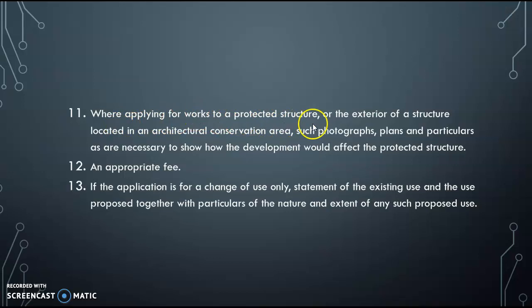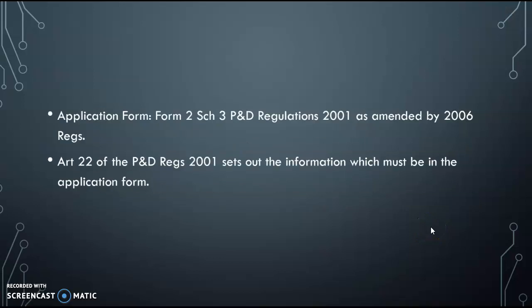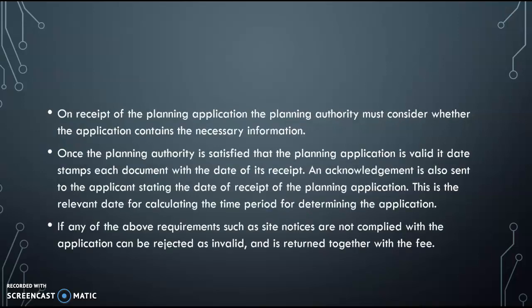So if we're applying for works to a protected structure, so those are sites which are on the Historic Sites Register, or the exterior of the structure is in an architectural conservation area, then you have to show exactly how the development will affect the protected structure. You have to include your fee, and then if the application's for change of use, only a statement of the existing use and particulars of how that's going to change. So the application forms are in Schedule 3 of the Planning and Development Regulations 2001 as amended, and Article 22 of the Planning and Development Regulations sets out the information which must be in the application form. So you can look those up on the links I gave you of the regulations.